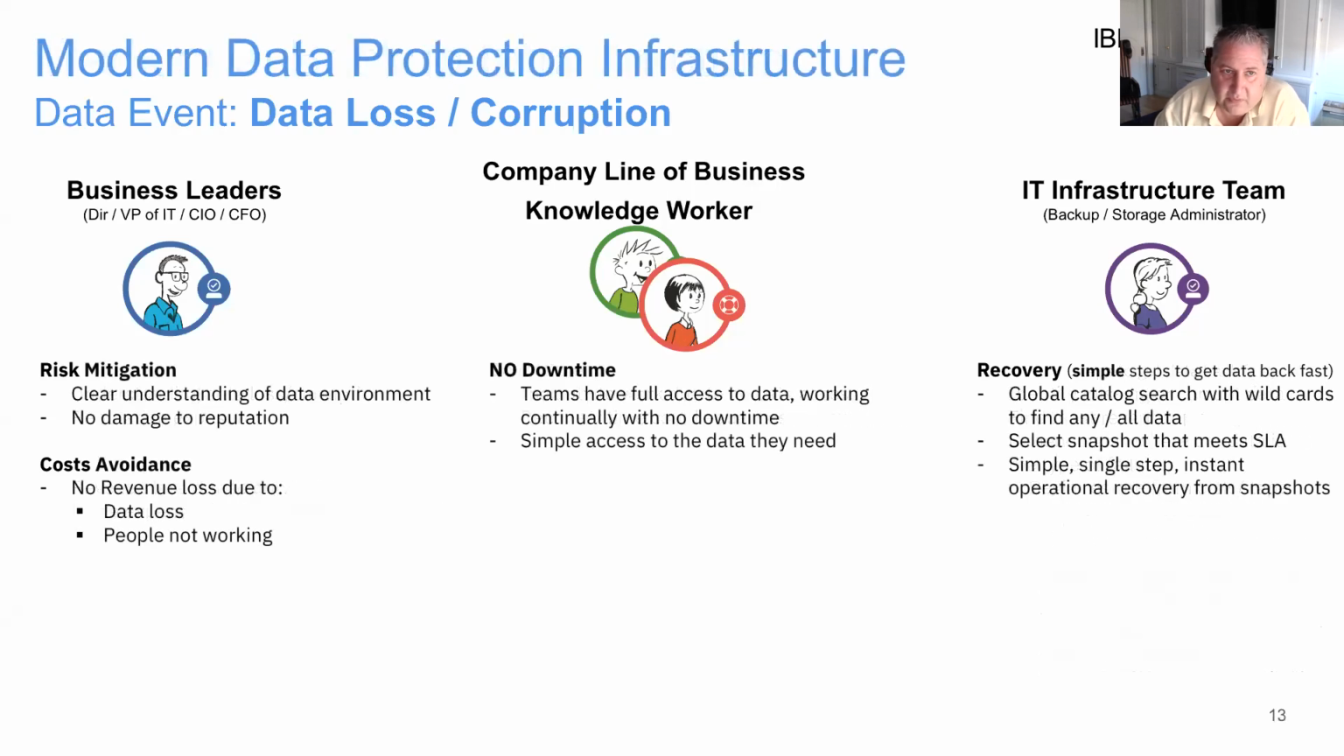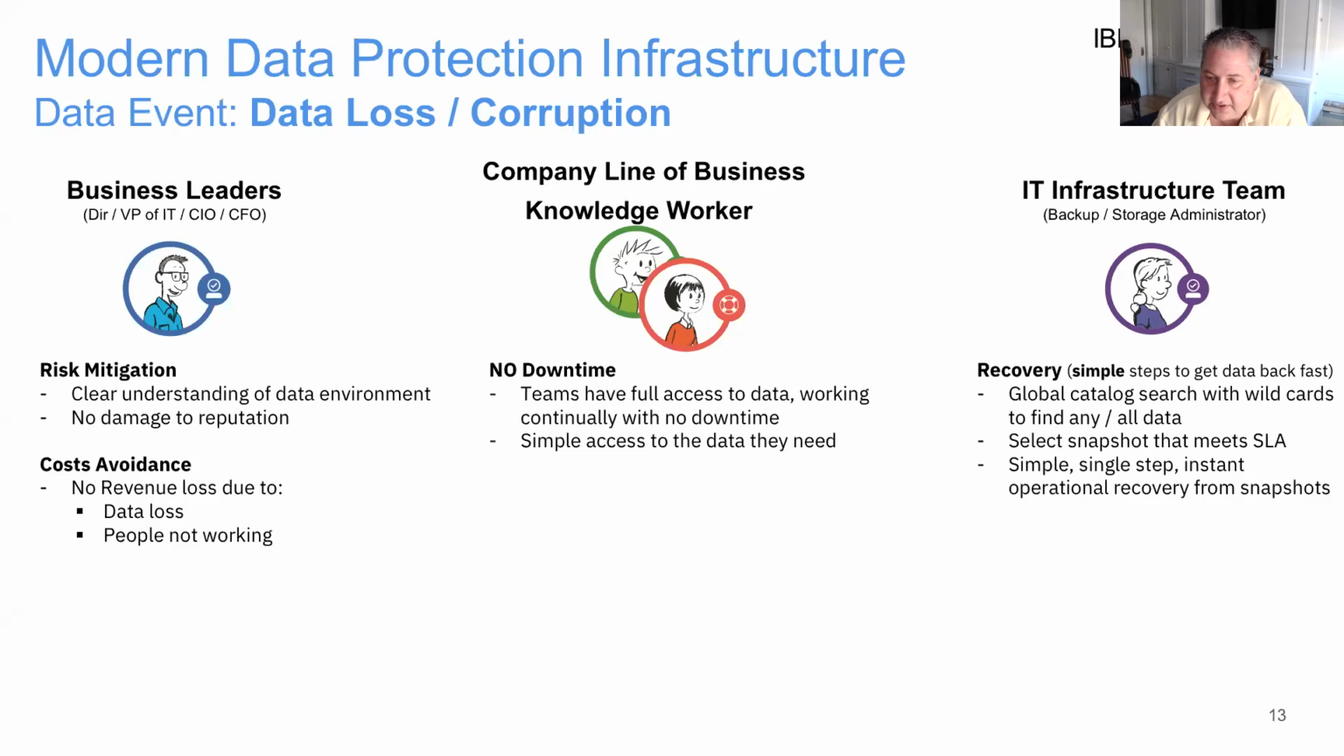Now, if you think about what you get with Spectrum Protect Plus and the notion around operational recovery, business leaders feel like they've mitigated risk. They have a clear understanding of their data environment with a very robust catalog, because we see the entire environment, not just what's backed up, and that can help them avoid reputation damage, right? By being able to recover a lot faster and not have any data loss, they keep people working longer, faster.